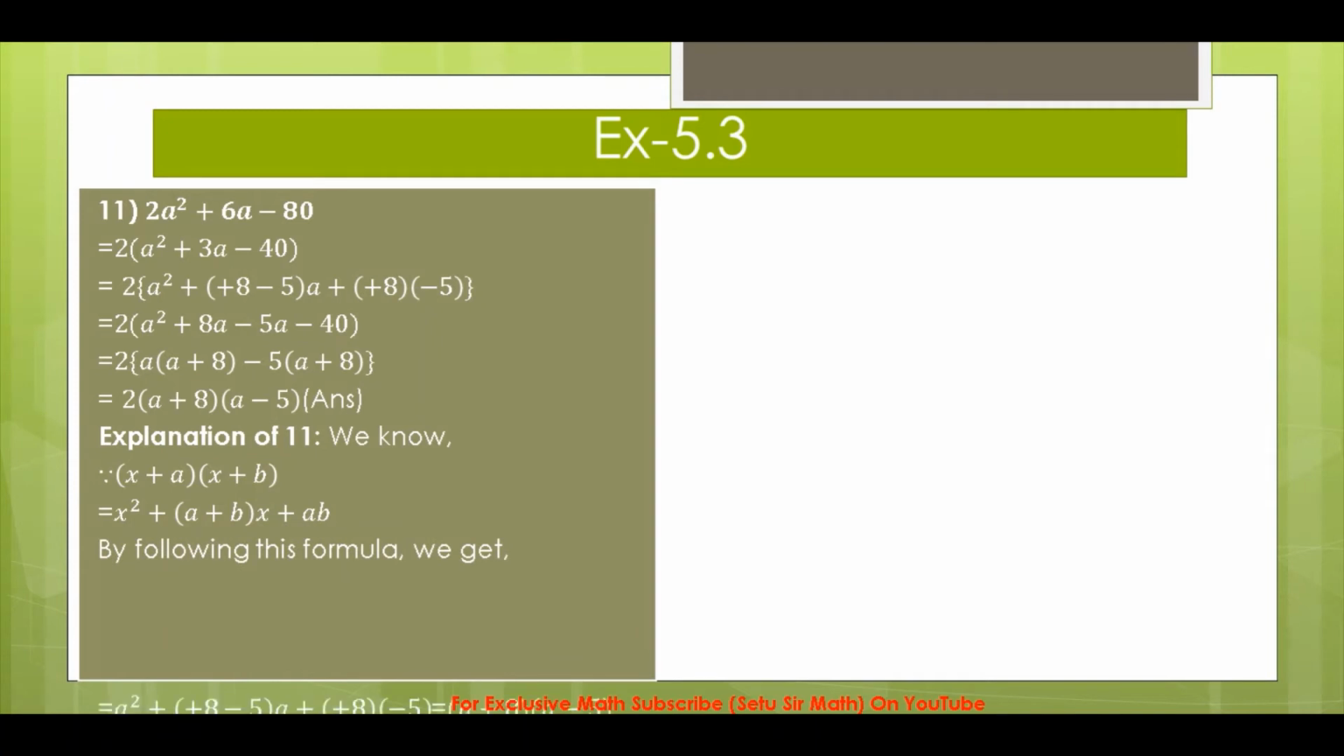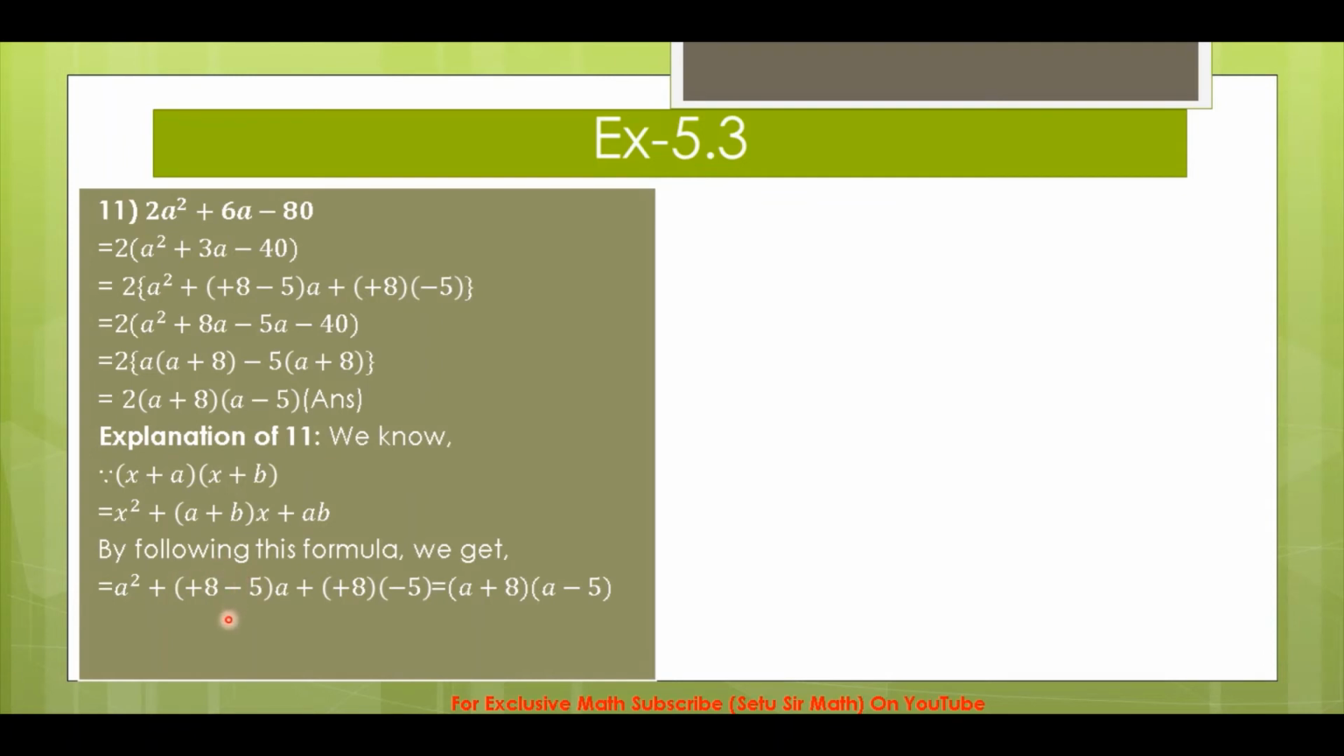By following this formula we get a square plus 8 minus 5. Why is this plus 8 minus 5? Because in here that is 40. So 5 into 8, that would be 40. So we have to take the 2 factors from 40, and those are the 2 factors, 5 into 8. But why 5 into 8? There are also other factors of 40, but we will take 5 into 8.